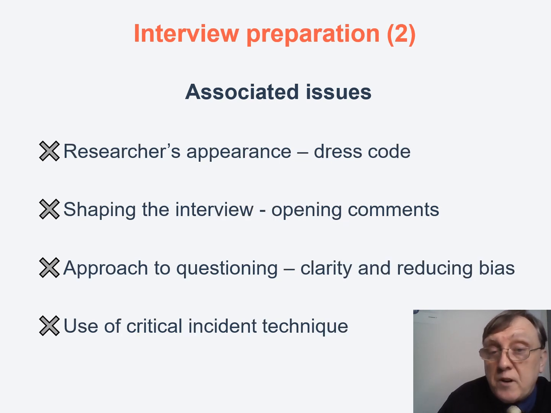The researcher's appearance, how you are dressed. Quite obviously, people have their own ideas of the kind of person you are based on your appearance. So if you're stopping the general public, how are they perceiving you before they even start? Maybe they would not want to particularly talk to you.